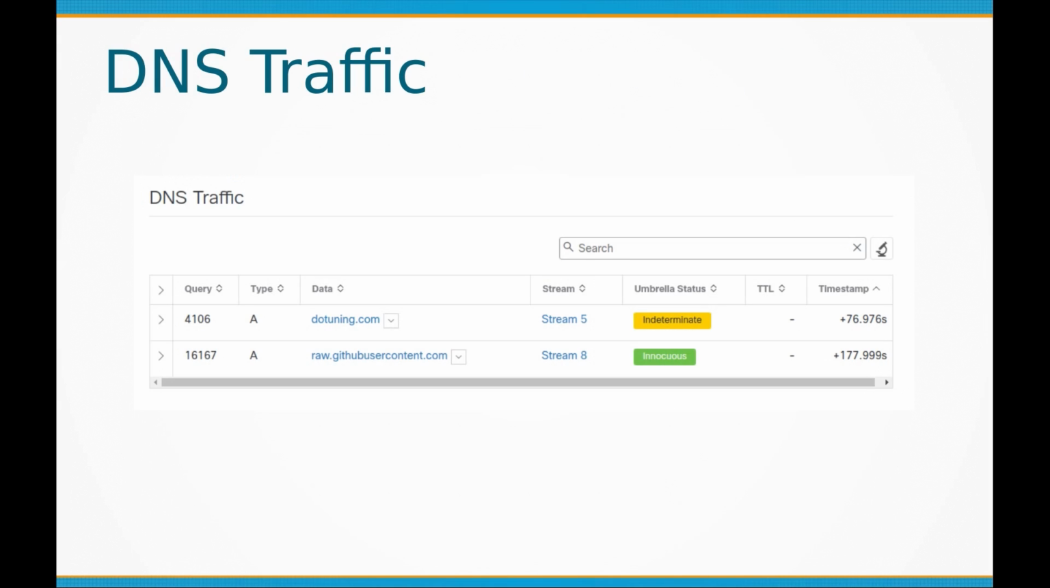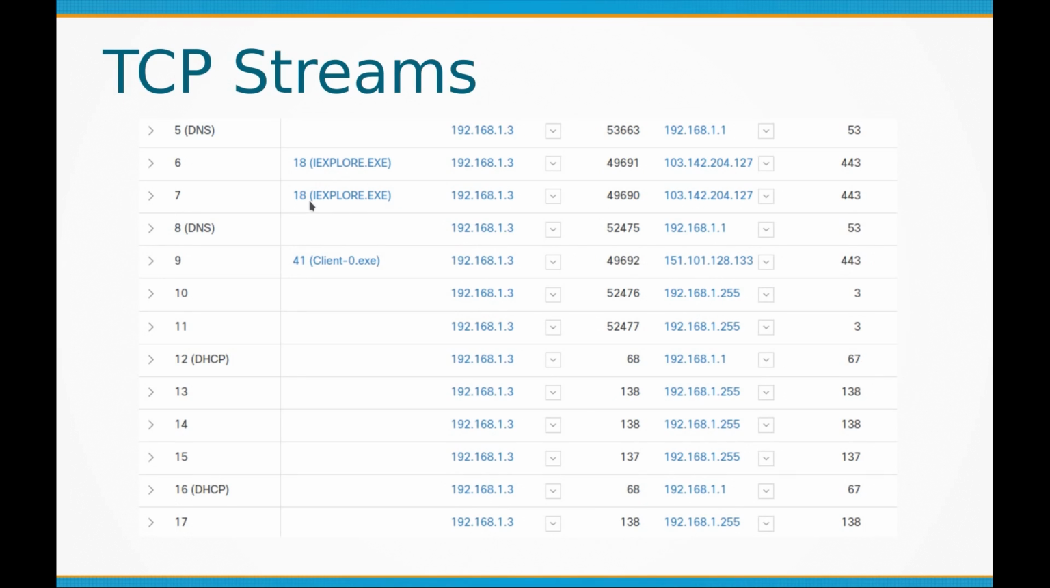In terms of DNS traffic, there was nothing much at all, really. There was the website dotuning.com, and it contacted raw.githubusercontent.com. Looking at the network streams, that was Internet Explorer downloading the executable file. That was client0 making contact with GitHub user content. I'm not entirely sure what the rest of the network connections are. I mean, I know what they are, but I don't know who generated it, Windows or the malware sample.